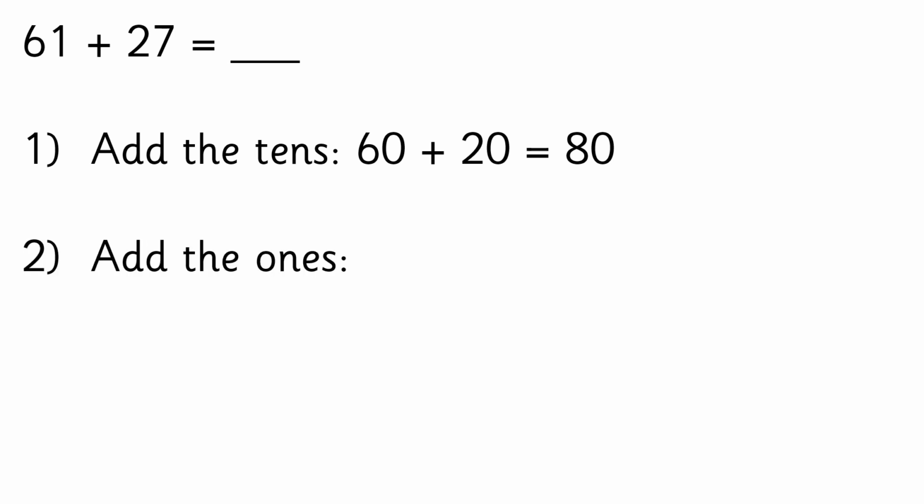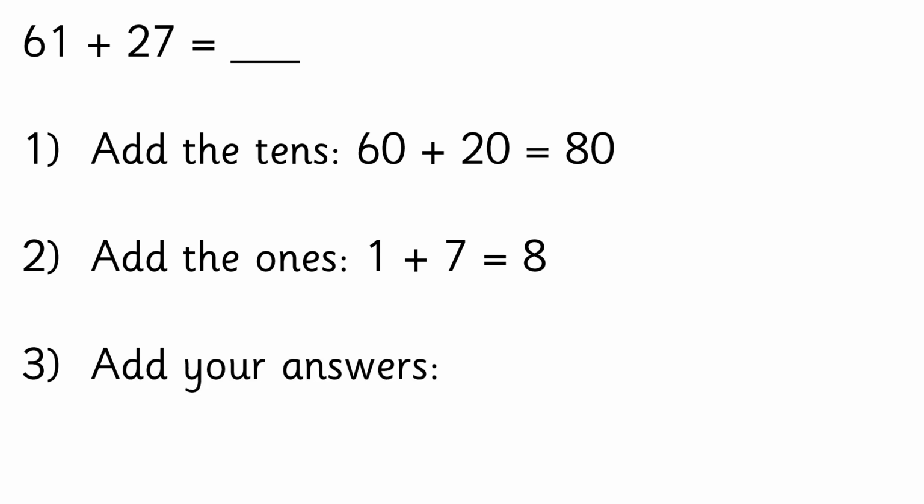Step number 2 is adding the ones. I have 1 one here and 7 ones here. 1 add 7 equals 8. Well done. What's step number 3? Step number 3 is to add our answers. I know that our answers are 80 and 8. So I'm adding 80 and 8. 80 add 8 is 88. Well done. So I know that 61 add 27 is equal to 88.